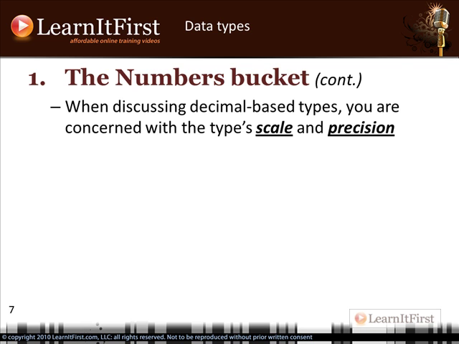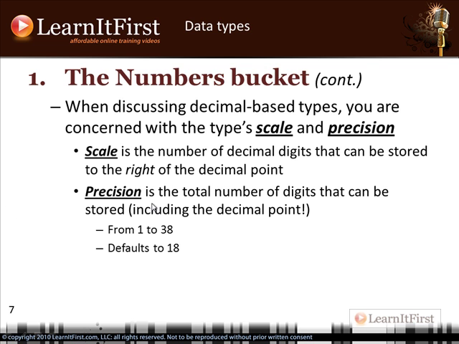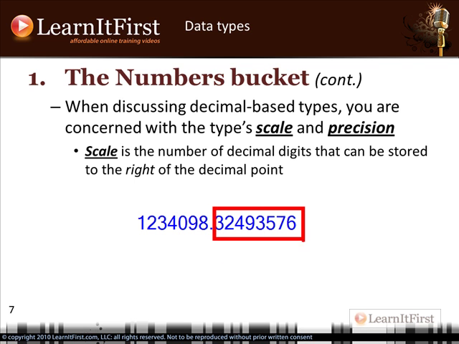So let's now move to talking about the decimals. And when you're working with decimals, you're concerned with two things: the scale and the precision. Now, the scale is the number of decimal digits to the right of the decimal point. Let's take this value here. This is the scale. So we're defining how many decimal points we want.